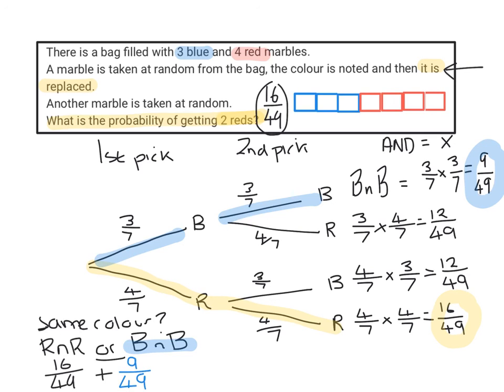So then my answer for this question would be 16 add 9, which is 25 out of 49. Because I'd have to add them together. And when you add, you don't add the bottoms, remember. It's 16 slices, add 9 slices. So the key thing to remember here is the and, when you are doing and, so the probability of something and something, you're timesing. And when you're doing or, the probability of something or something, you're adding.